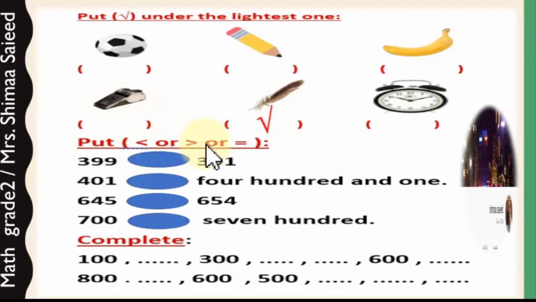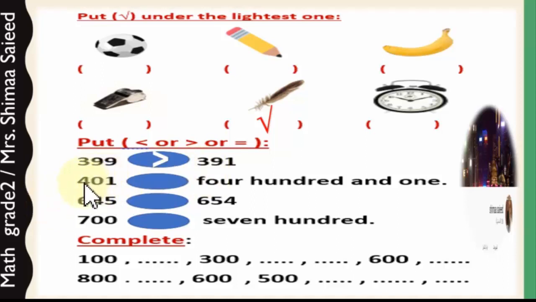Put less than or greater than or is equal to. 399, 391. Here we have 3-digit number and here we have 3-digit number. Here we have 3 in hundreds place and here we have 3 in hundreds place. 9 in tens place, 9 in tens place. But 9 in ones place, 1 in ones place. So 399 is greater than 391.